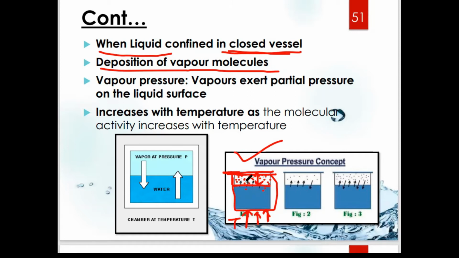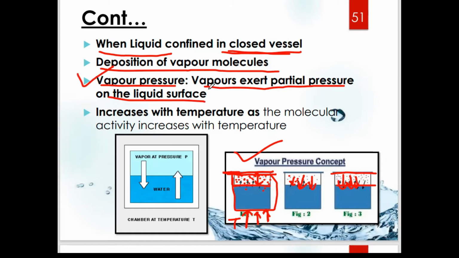Whatever vapors are present in that space will exert a pressure on the surface, and that pressure is called vapor pressure. So vapor pressure is the pressure exerted by the vapors of the liquid present in the space available between the top lid and the water surface. Vapor pressure is nothing but the partial pressure the vapors exert on the liquid surface.